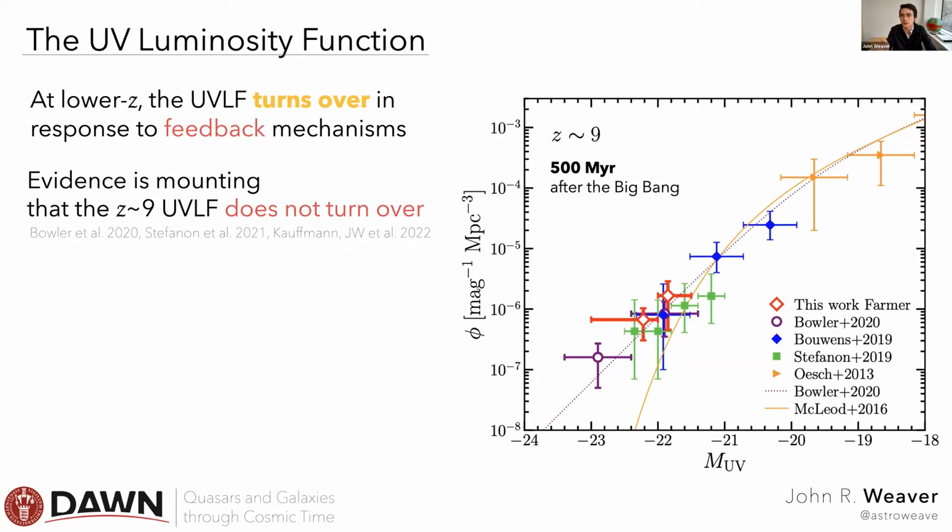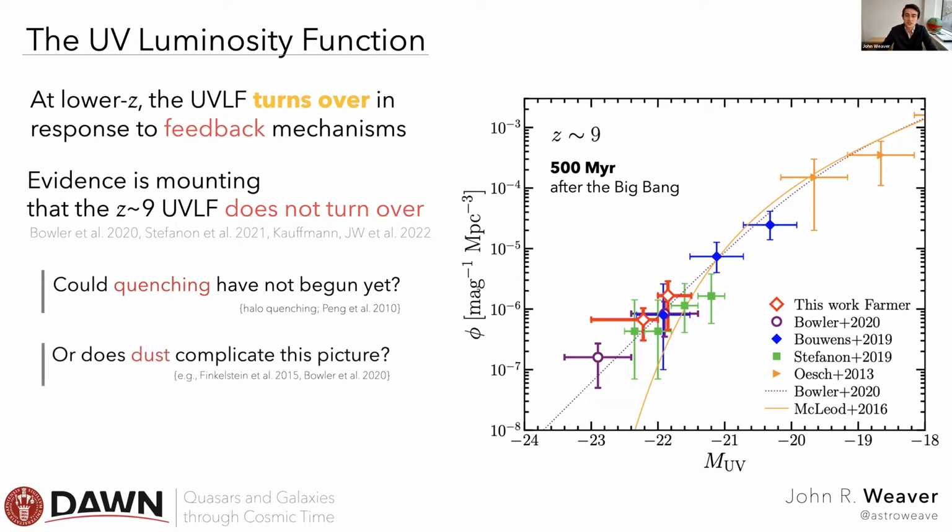In fact, it seems like we are transitioning from a Schechter function fitted to lower luminosities to more of a broken power law, as discussed by several recent works in the literature. Now, this has several implications for galaxy evolution processes. Could quenching have not begun yet? Does dust complicate this picture? Or perhaps the role of AGN is becoming more noticeable? And all of these processes, as it stands, are difficult to discern based on our primarily photometric imaging.